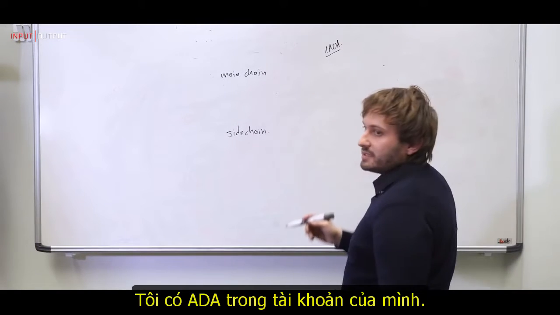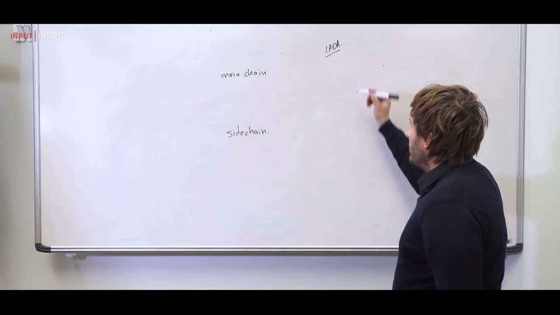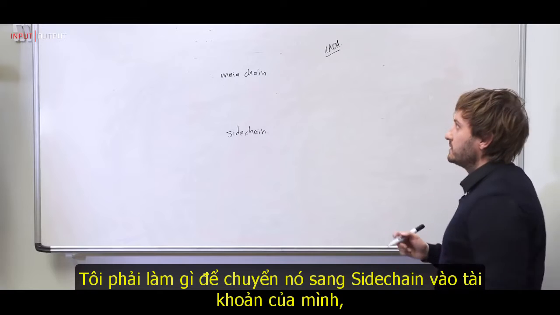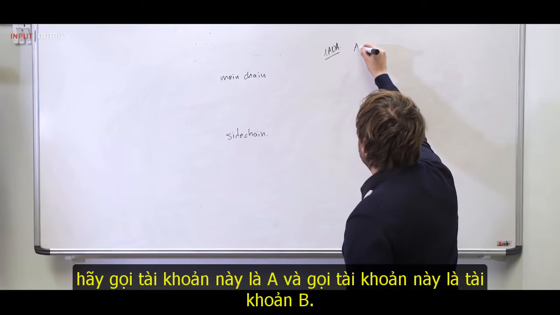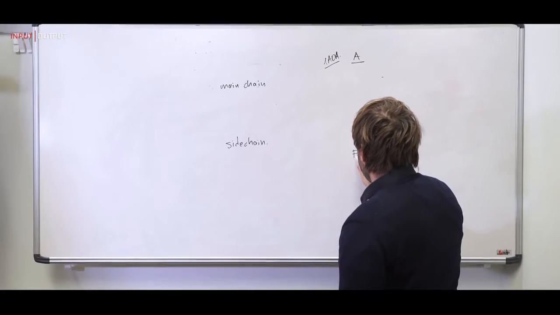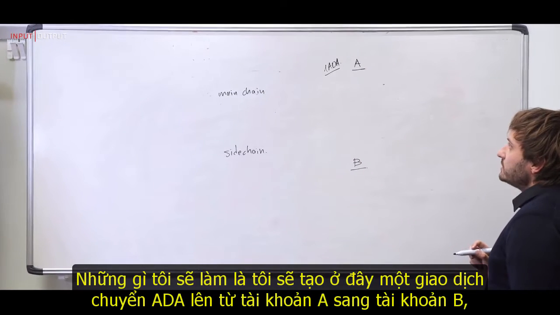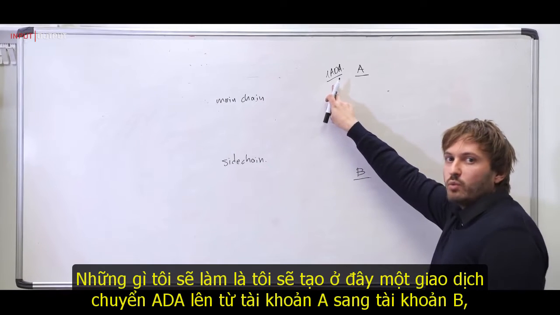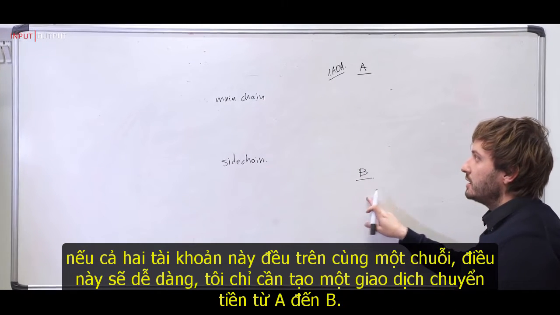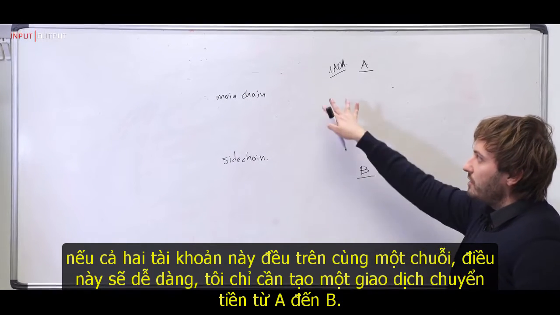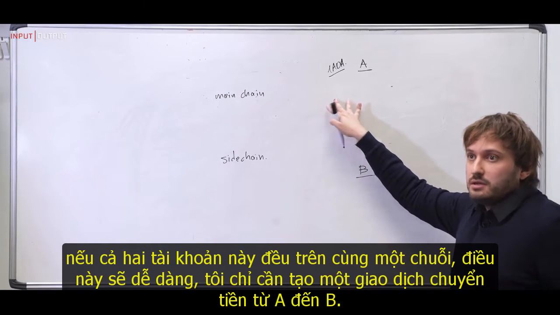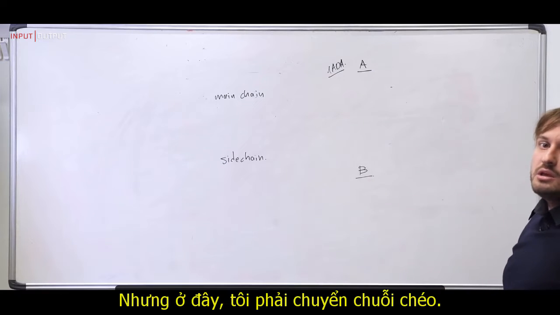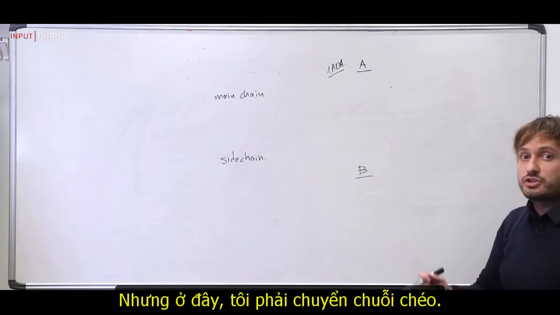I have this ADA in one of my accounts. What I do to move it to the sidechain into one of my accounts, let's call this account A, and let's call this account B, is I will create a transaction that wants to move this one ADA from account A to account B. If both of these accounts were on the same chain, this would be easy. I could just create one transaction that moves money from A to B. But here, I have to move money cross-chain.